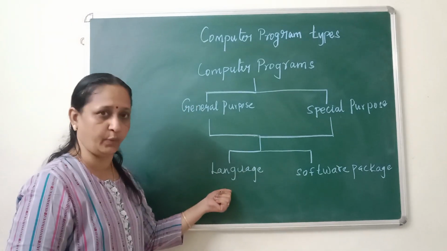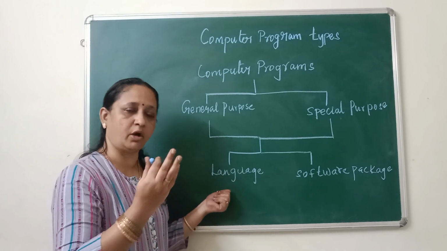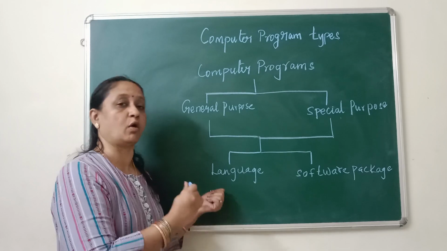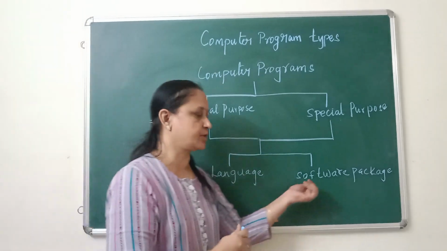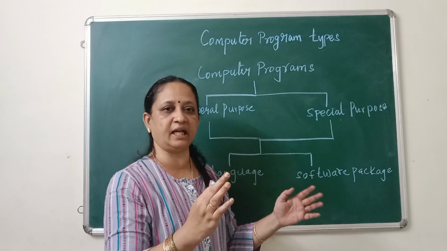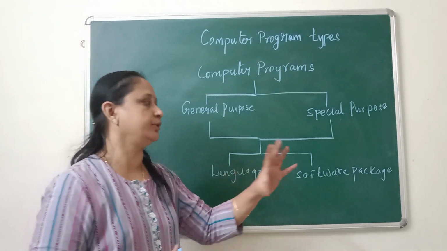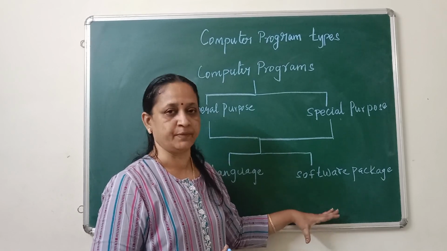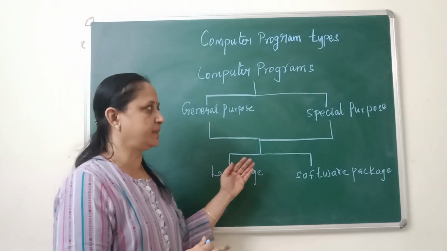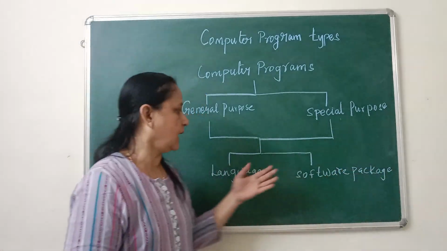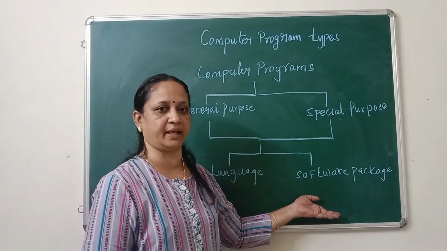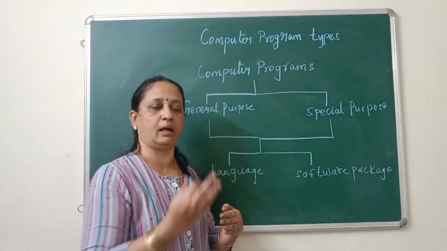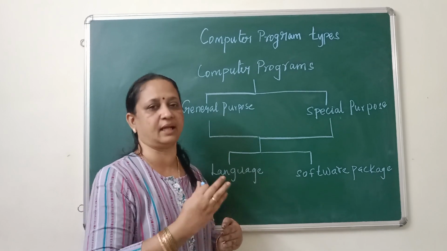When you go for a language, the options are more and the complexity is also more. But when you go for a software package, the options are very limited. The packages are available, you have to make use of whatever package is available, but the complexity is less. So today we have seen what is a general purpose software and a special purpose software, and what you mean by a language and a software package. In the next class we will go into the different types of programming, how to do the conversions and other data.